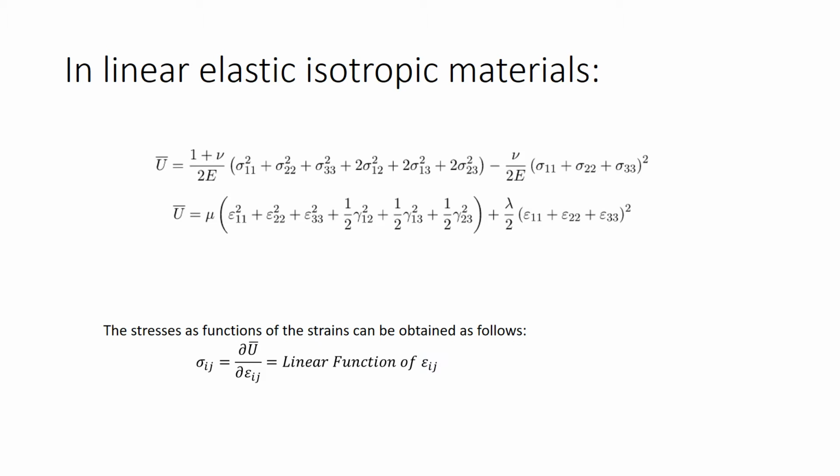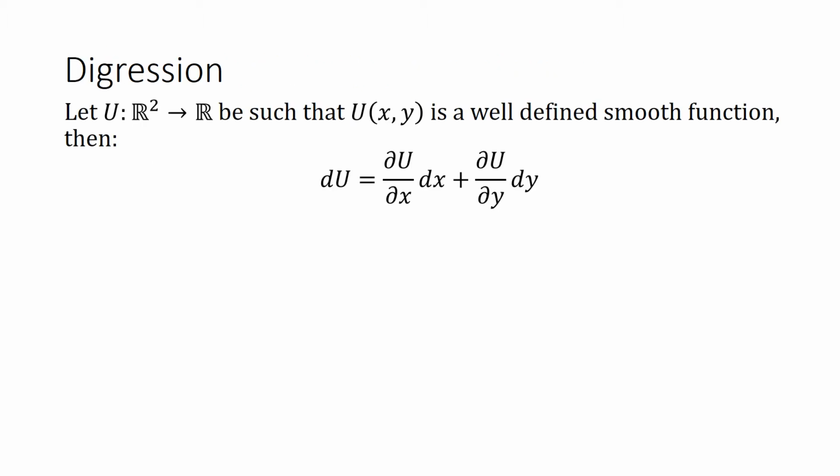Recall the equations we presented for linear elastic materials in which the strain energy per unit volume is given as an explicit function of the stresses or strains at a point. This ensures that for linear elastic materials, energy is preserved, which means the amount of energy stored is a function of the stresses and the strains independent of the loading path. I'm going to digress for a moment to talk about path dependence and path independence.